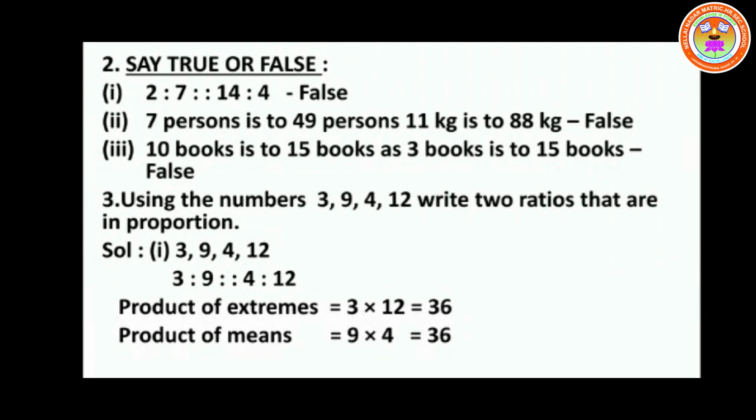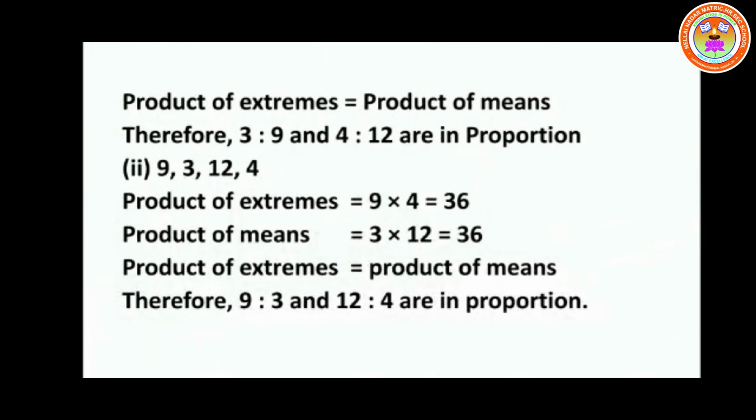Product of means, the inner numbers 9 and 4. 9 4s are 36. Are both the answers equal? Yes, of course. Both the answers are equal. The product of the extremes value is 36 and the product of the means value is 36. Both are equal. So they are in proportion. So you can write product of extremes equal to product of means. Therefore 3 is to 9 and 4 is to 12 are in proportion.